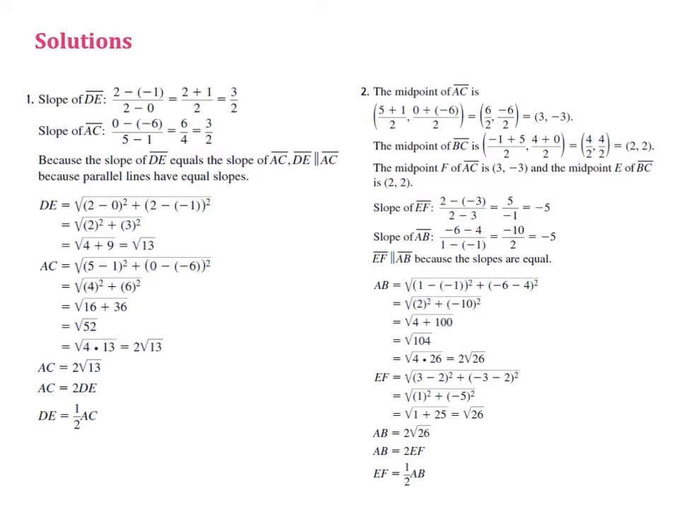And for number 2, our first step was to find the midpoint of segment AC, which is located at (3, -3), and then the midpoint of BC, which is located at (2, 2). So the midpoint F is at (3, -3), and midpoint E is at (2, 2). The slope of segment EF came out to be -5. The slope of segment AB came out to be -5. So therefore, those two segments are parallel. We found the length of AB to be 2 square root of 26 using the distance formula, and EF came out to be square root of 26, which is half the length of AB. So we can conclude that EF is half the length of AB.